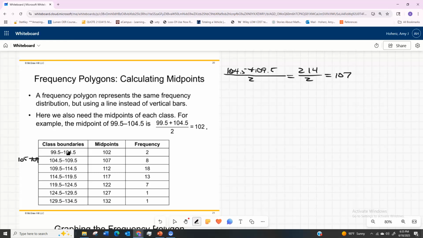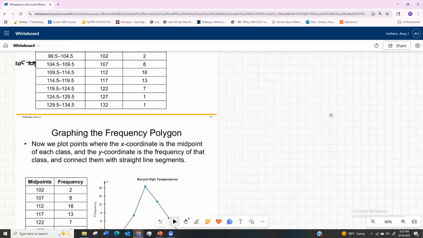Oftentimes with this, we have the class boundaries because we needed them for the histogram. A lot of times on your homework, it asks you to do a histogram and then uses the same data. And so a lot of times you have those boundaries already. Okay, and then of course we have the same frequencies. Now I'm going to scooch ahead here. I can't remember if they have the, yes, they do.